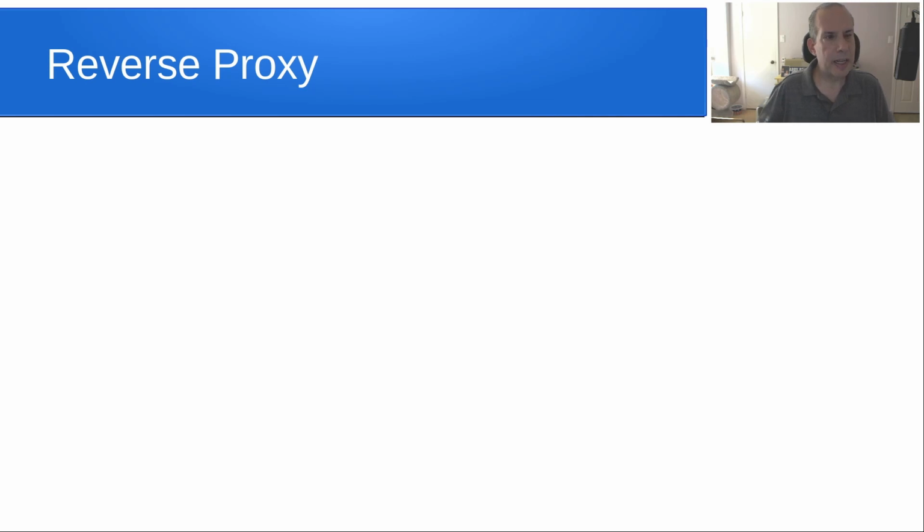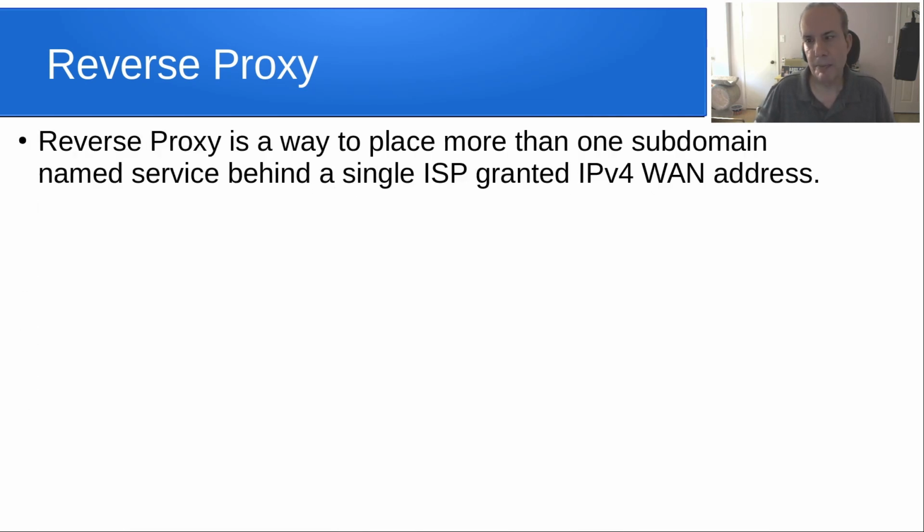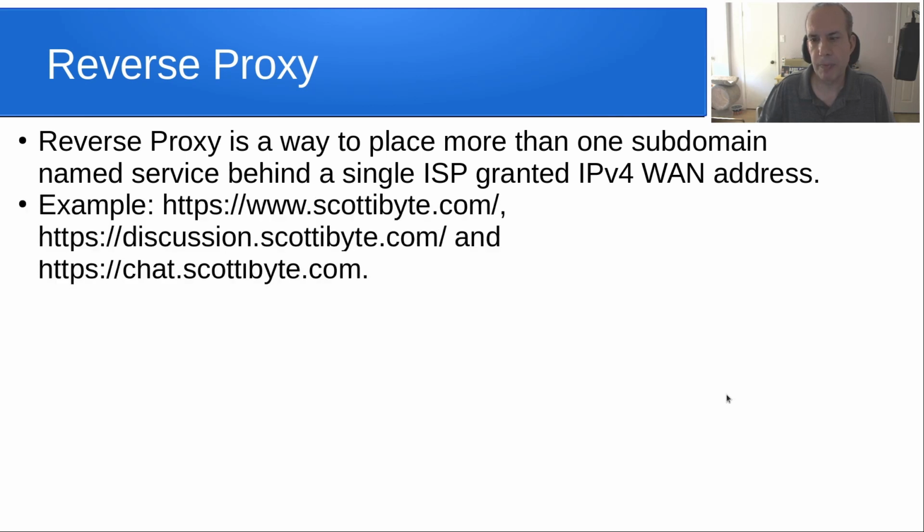So the next thing you need is a reverse proxy. What in the heck is a reverse proxy? A reverse proxy is a way to provide more than one subdomain name service behind a single ISP-granted IPv4 WAN address. Remember, your ISP only gives you that one IPv4 WAN address, so you need a way to be able to provide more than one service behind that one address.